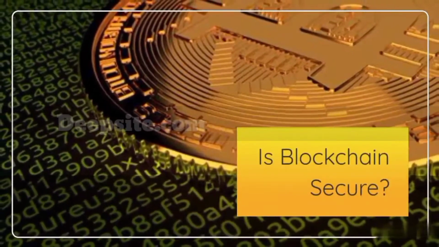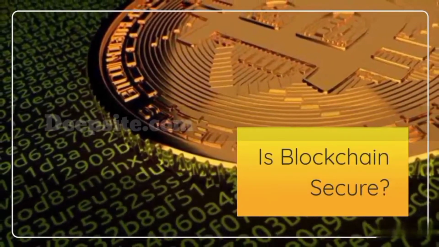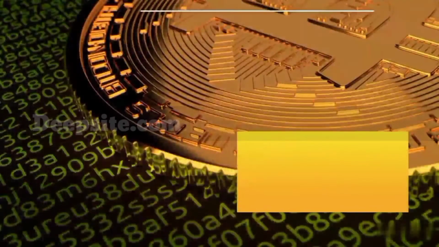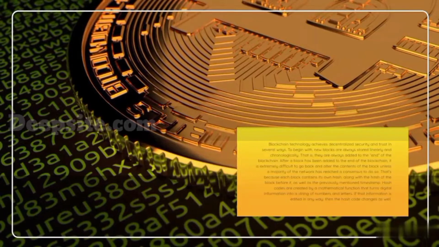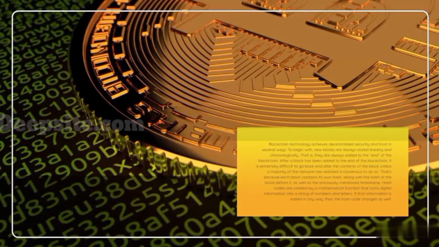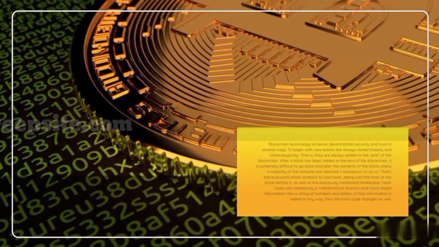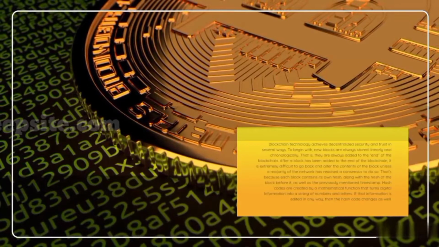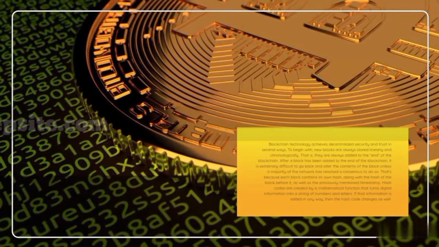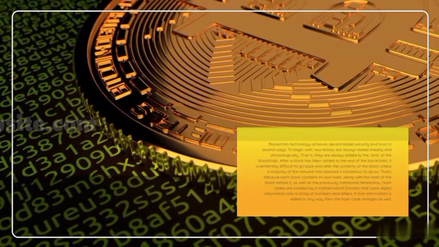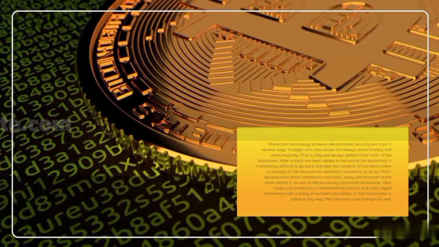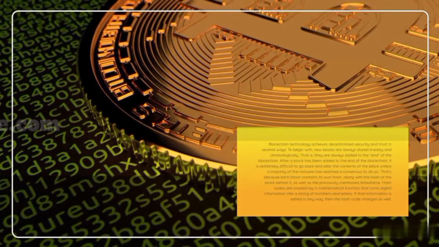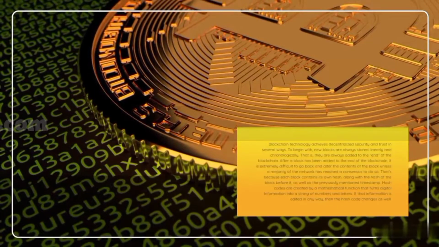Is blockchain secure? Blockchain technology achieves decentralized security and trust in several ways. To begin with, new blocks are always stored linearly and chronologically. That is, they are always added to the end of the blockchain. After a block has been added to the end of the blockchain, it is extremely difficult to go back and alter the contents of the block unless a majority of the network has reached a consensus to do so.